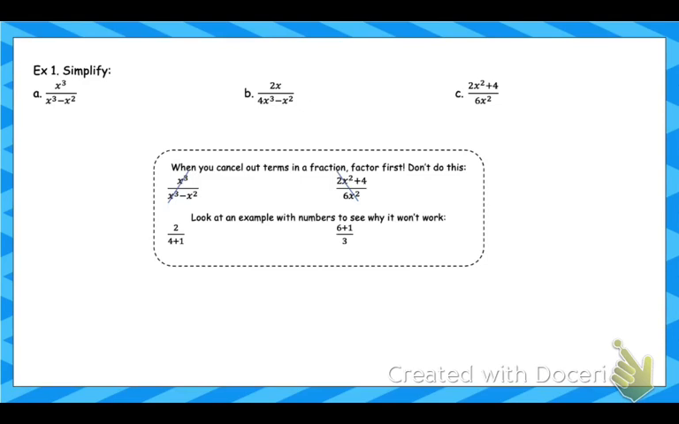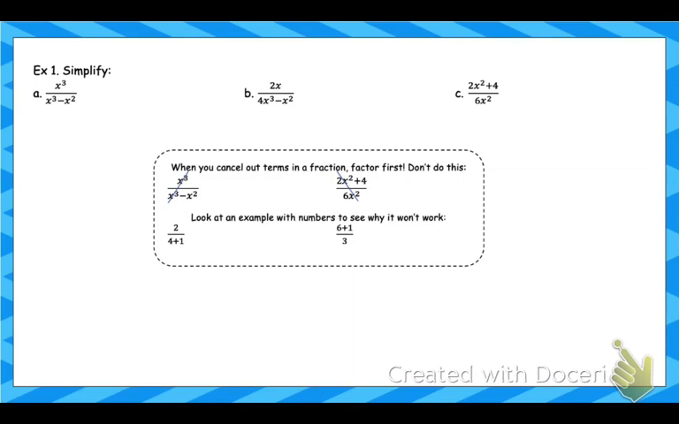And the reason for that is, you can only cancel out factors. You can't cancel out individual terms that are being added or subtracted. Those 2 terms that are added or subtracted are their own factor. The only way you could cancel it out is if you had the same factor in the top. So to show you why this doesn't work, we're going to look at an example with numbers, and I'm going to hope that makes a little bit more sense.